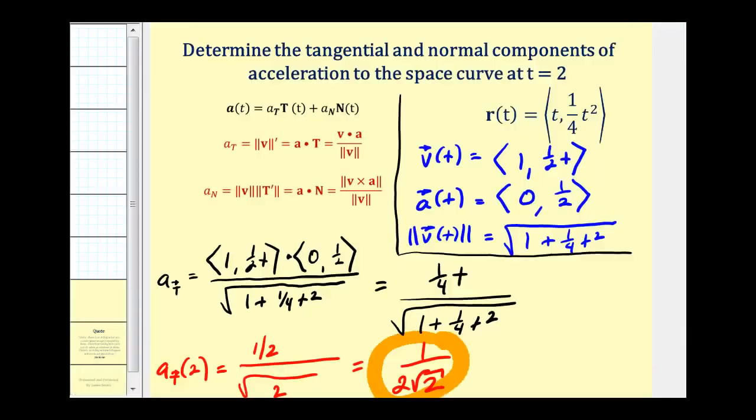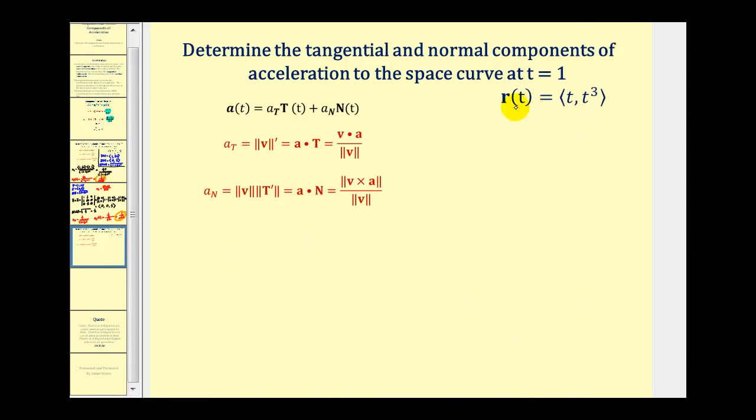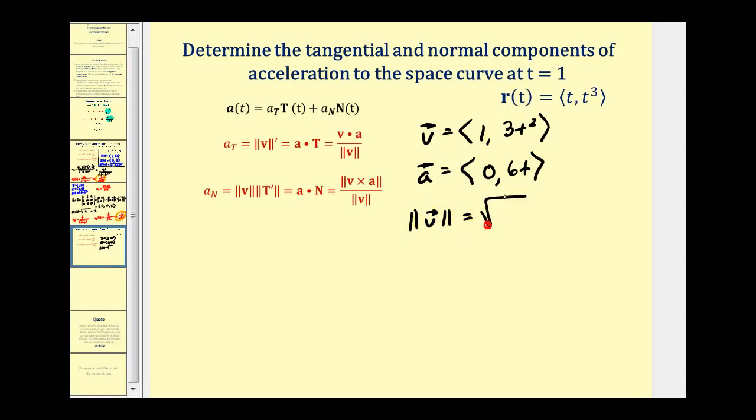Let's go and take a look at one more example. Here's the same type of problem with a different vector valued function, and we're concerned about the components of acceleration when t is equal to 1. So the velocity vector valued function is going to be 1, 3t squared, and the acceleration vector valued function is going to be 0, 6t, and the magnitude of the velocity vector valued function is going to be the square root of 1 squared, that'll be 1, plus 3t squared to the second power, that'll be 9t to the 4th.